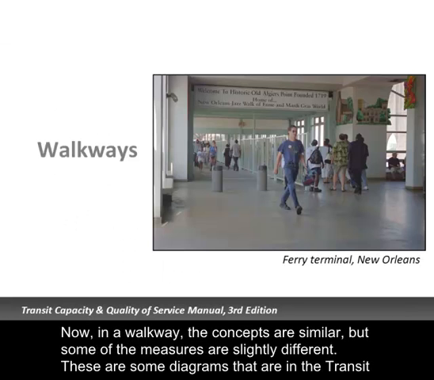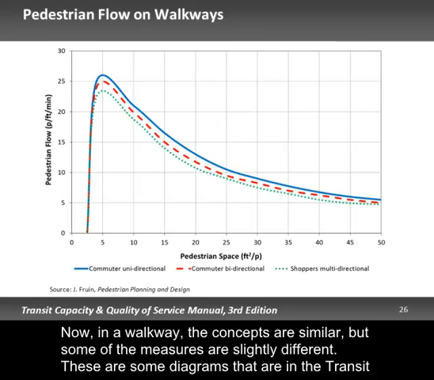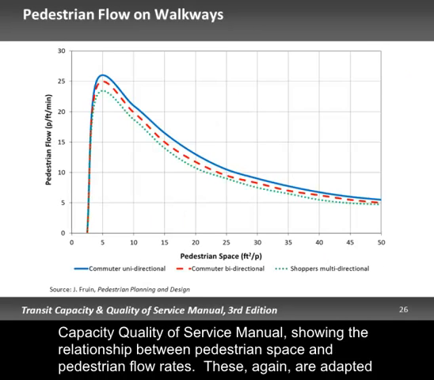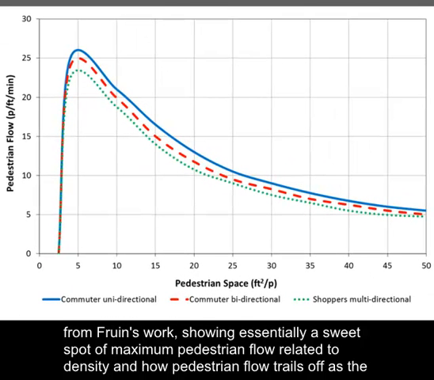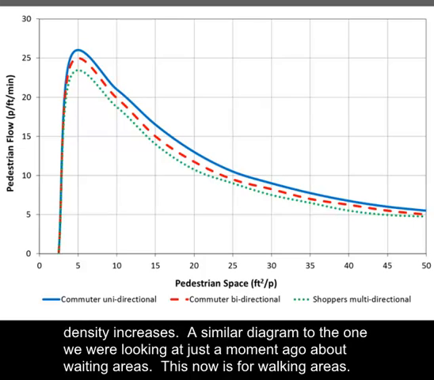Now, in a walkway, the concepts are similar, but some of the measures are slightly different. These are some diagrams that are in the Transit Capacity and Quality of Service Manual showing the relationship between pedestrian space and pedestrian flow rates. These again are adapted from Fruin's work, showing essentially a sweet spot of maximum pedestrian flow related to density and how pedestrian flow trails off as the density increases.